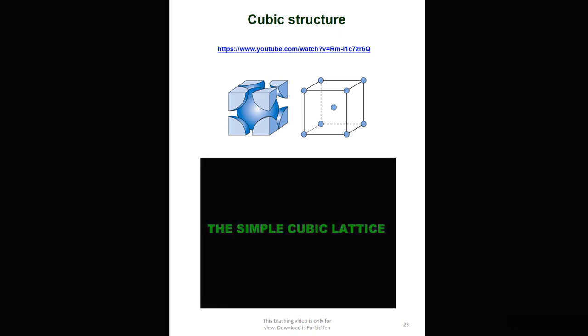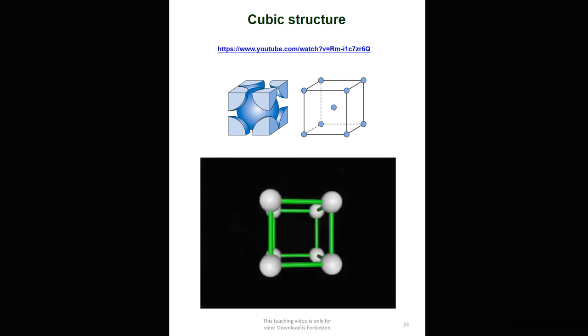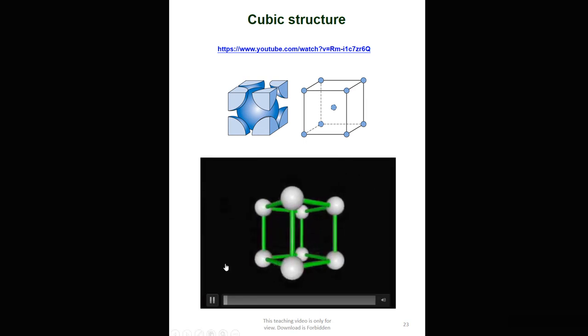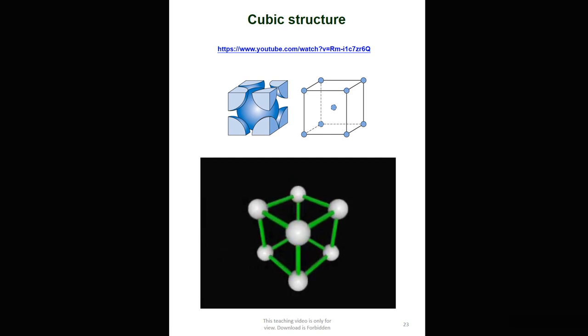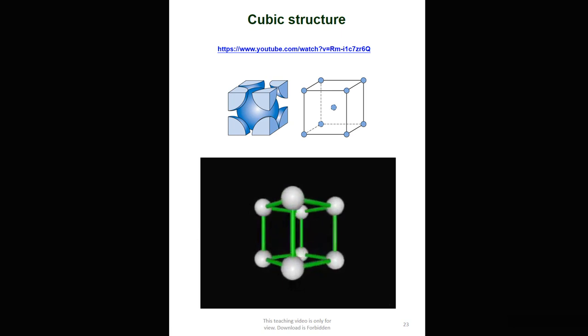This simple cubic lattice is the simplest lattice structure, and inside the steel, every cube has a steel element. So the white color is a steel element. It consists of 8 atoms at the 8 corners of a cube. In the ball and stick model shown here, the distances between the atoms are greatly exaggerated.